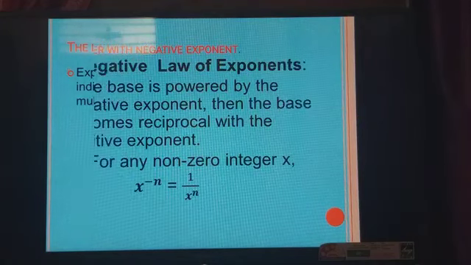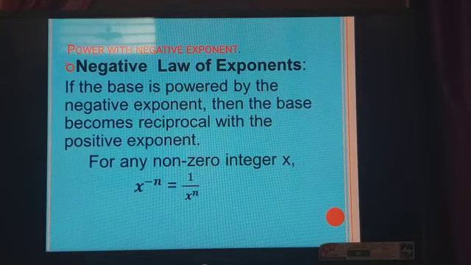So now we have another very important thing, that is the negative law of exponent. This is very useful. If the base is powered by the negative exponent, then the base becomes reciprocal with the positive exponent. For any non-zero integer x, x raised to negative n is equal to 1 upon x raised to n.